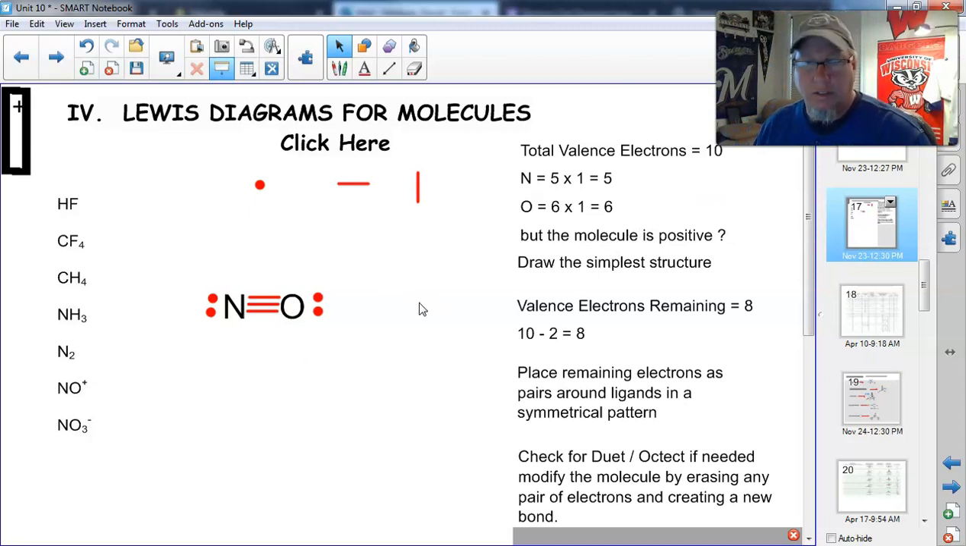There was 10 valence electrons, 2 things, there's got to be a triple bond. Check for the octet, 2, 4, 6, 8, there's 8 around my oxygen. Check for the octet on nitrogen, 2, 4, 6, 8.